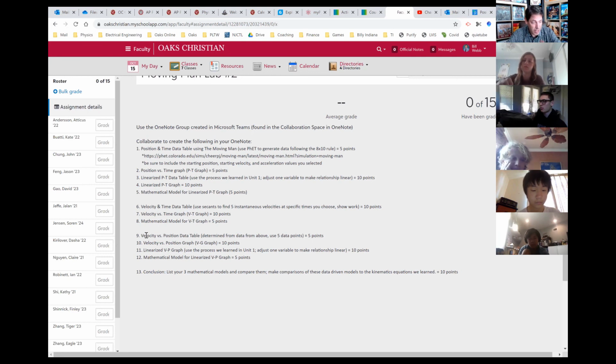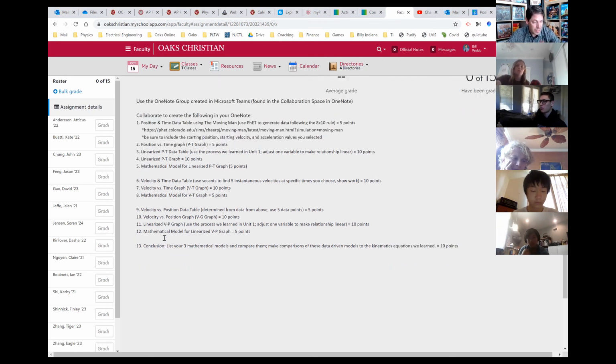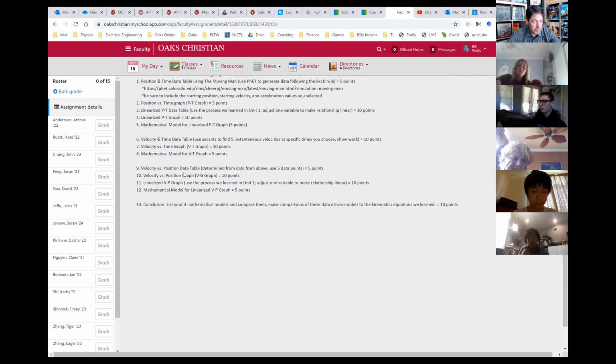And notice I put velocity versus position. So velocity should be on the Y, position should be on the X. Follow the same pattern. Position versus time, position, time. Velocity versus time is velocity on the Y, time on the X. Velocity versus position, velocity on the Y, position on the X, all right? Now, when you graph velocity versus position, you're going to realize it's not linear. So then you're going to have to linearize that one, okay? And then you're going to make a mathematical model for it, right?